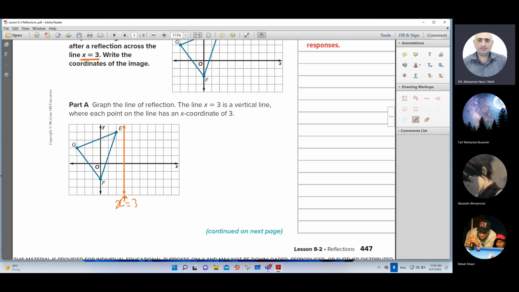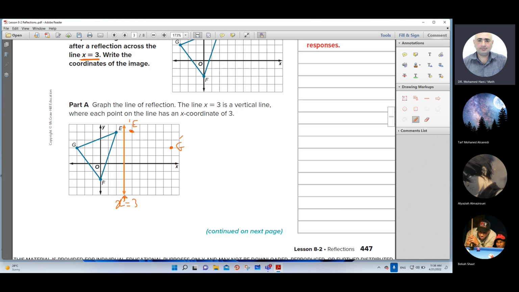Then how to draw the reflection figure? Now measure the distance between E and the line of reflection. We have 1 unit, so take the same distance. So this is E prime. Then measure the distance from G to the line of reflection. We have 1, 2, 3, 4, 5, 6 units. So take the same distance, 6 units. So this is G prime.